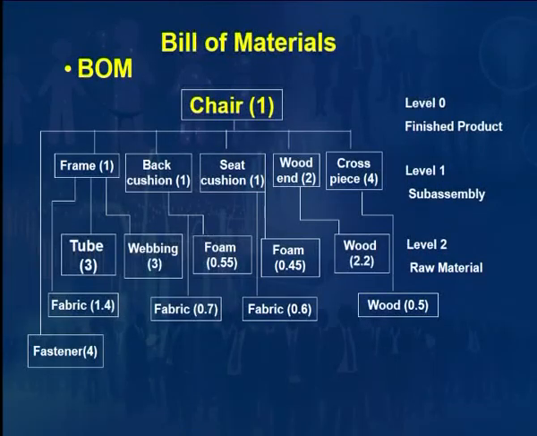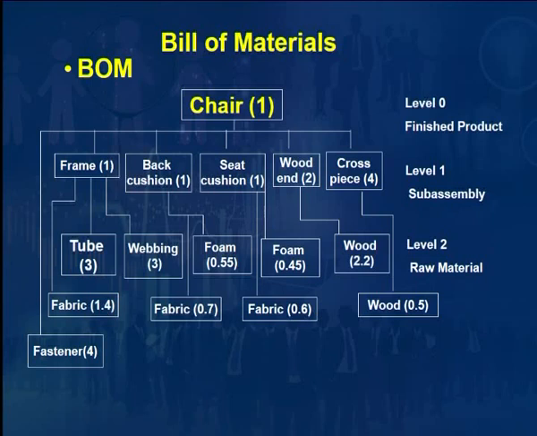Let us say we have taken a very simple example. Let us presume that we have to make a chair. Now, what are the various sub-assemblies? Chair is level 0, because it's a finished product. Level 1 will include sub-assemblies. It requires one frame, one back cushion, one seat cushion, 2 wood ends, and some cross pieces. These are sub-assemblies. Now, to make one frame, you need further components.